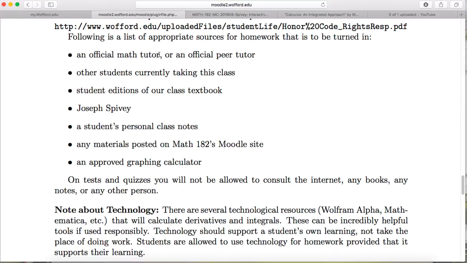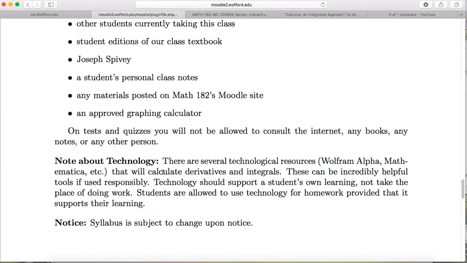You can use a peer tutor or a math tutor. You can work with other students as long as you're not copying, as long as you understand the work that you're turning in. Our class textbook, me. Your personal class notes, any materials posted on our Moodle site, an approved graphing calculator, or like the graph lock for your phone, right? Anything else is not really allowed.